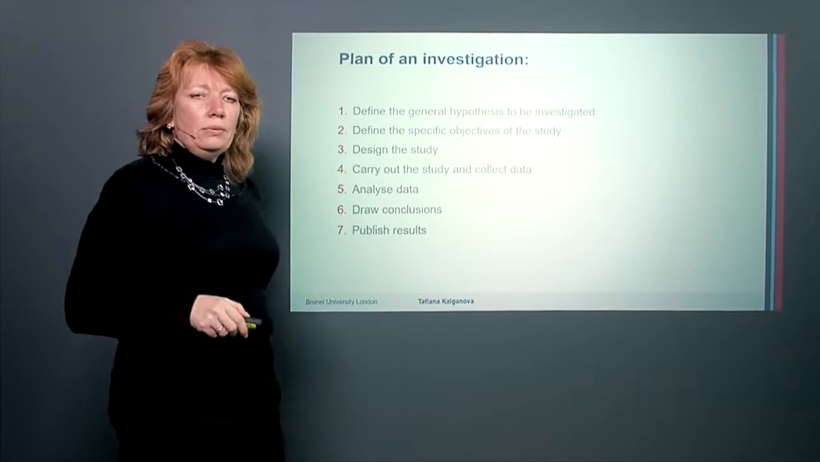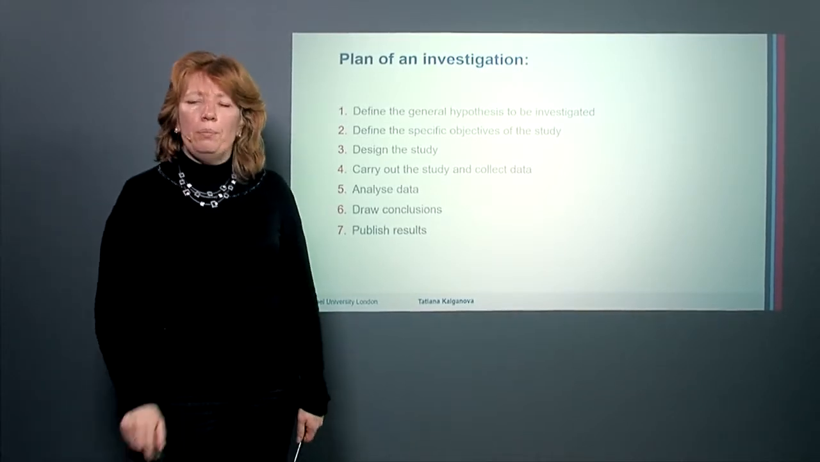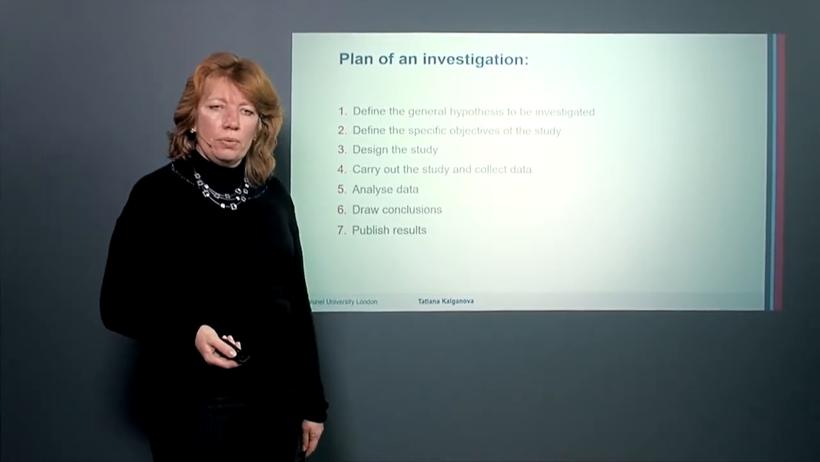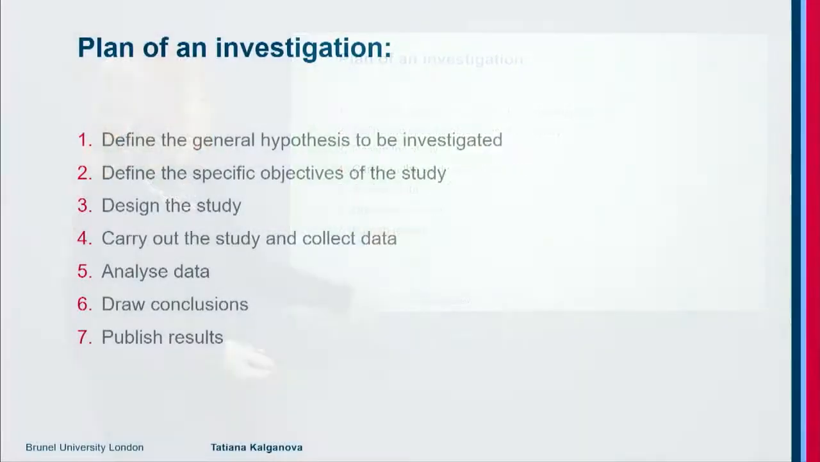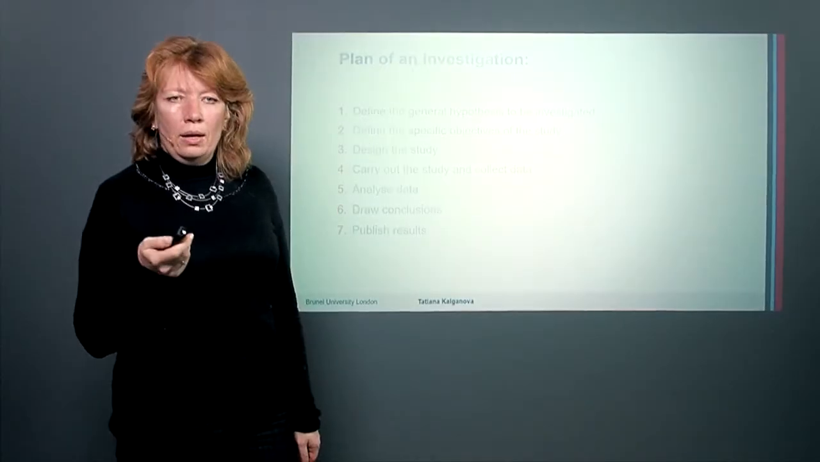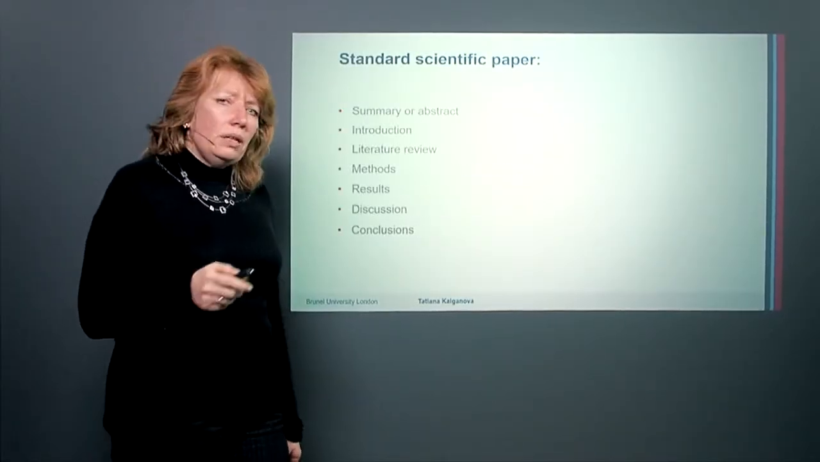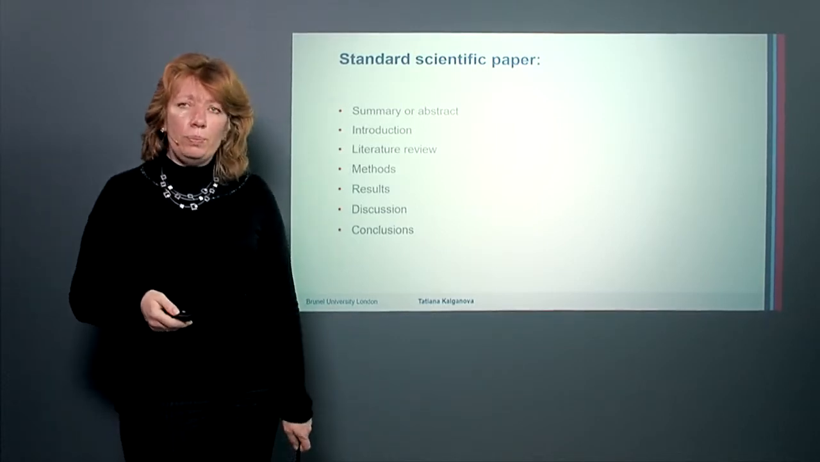Once we start to look at this, we would like to have a plan for investigation. What can we do? We can define the general hypothesis first. We can specify the objectives of a study. We can design the study, which is our research design. Remember our previous slide? We can carry out the study and collect the data, analyze the data, draw conclusions, and publish results. Our plan is very similar to what we are doing with a scientific paper.